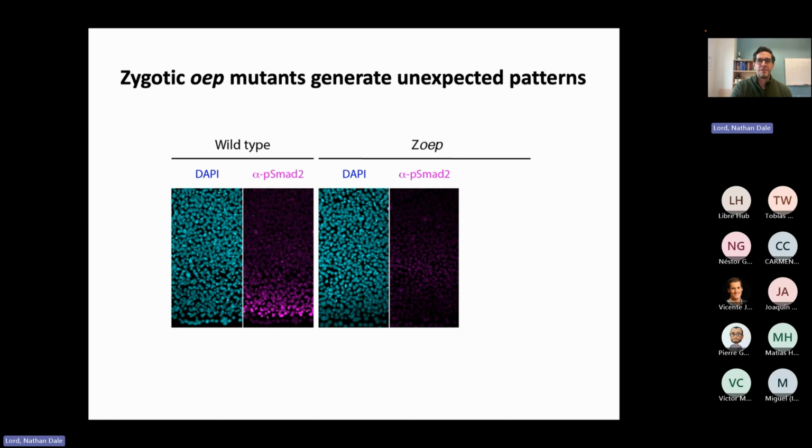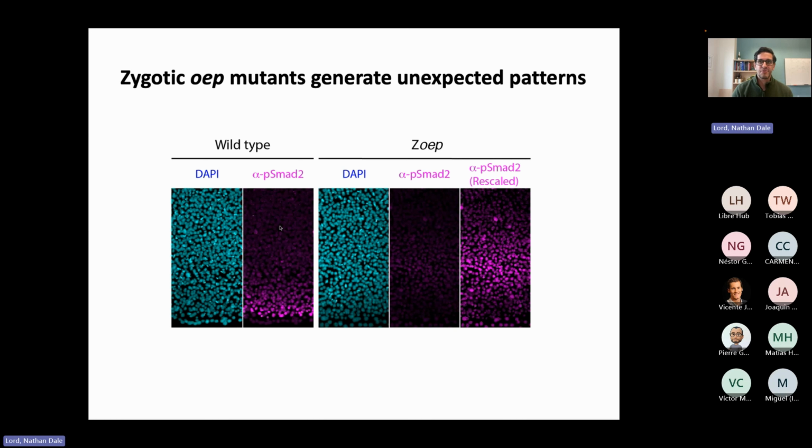But the funny thing is, if you increase the contrast to see what the pattern looks like, it's not a gradient, it's a stripe. So the source is still down here, but now you have this band of signaling about halfway up the embryo. And so we made this really subtle change and something completely unexpected and funny happened. And we went through a bunch of trouble to try to figure out why this might be.